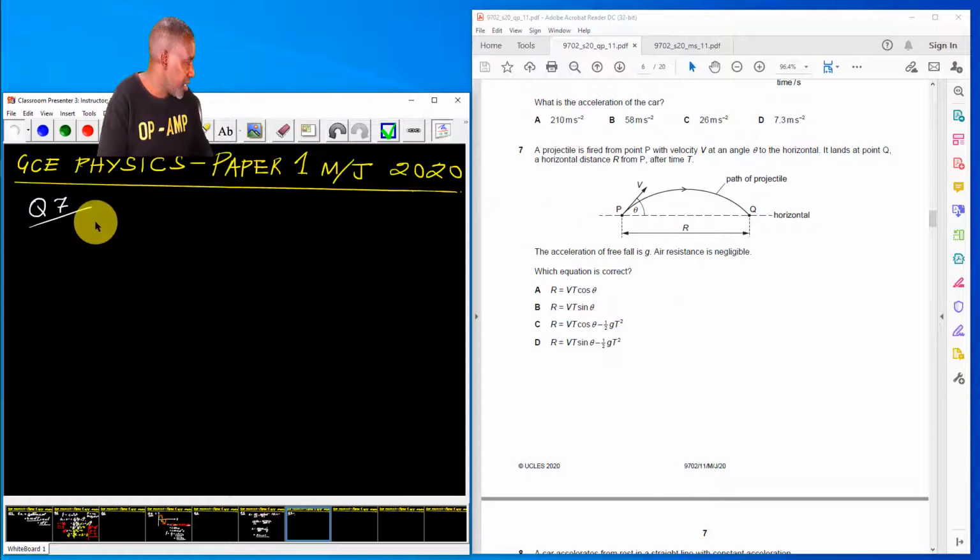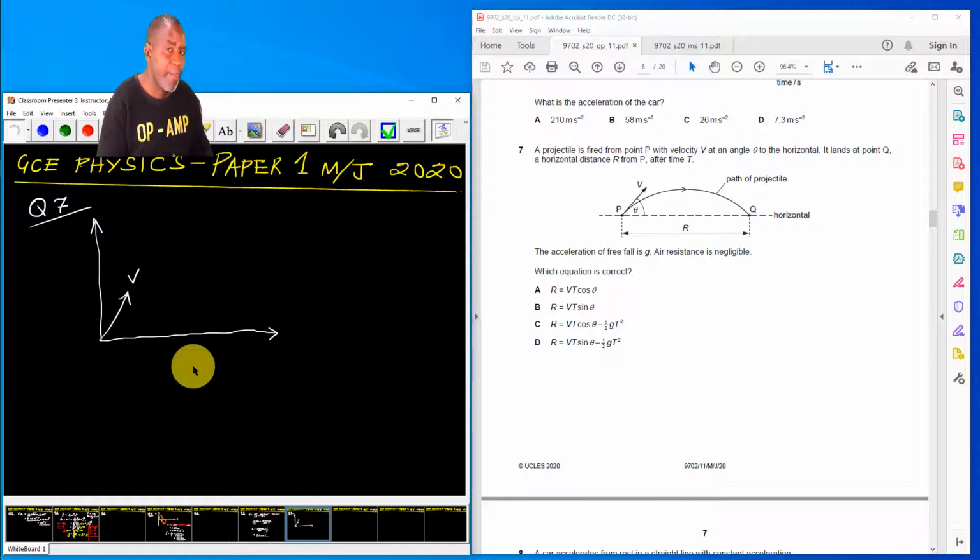This is the y-axis, or physically the height, the way it looks. This is the horizontal distance covered by the projectile. When the projectile is fired like that with the velocity v, usually we use u, but let me use the symbol that has been used, it follows that path until it strikes the ground at that point.